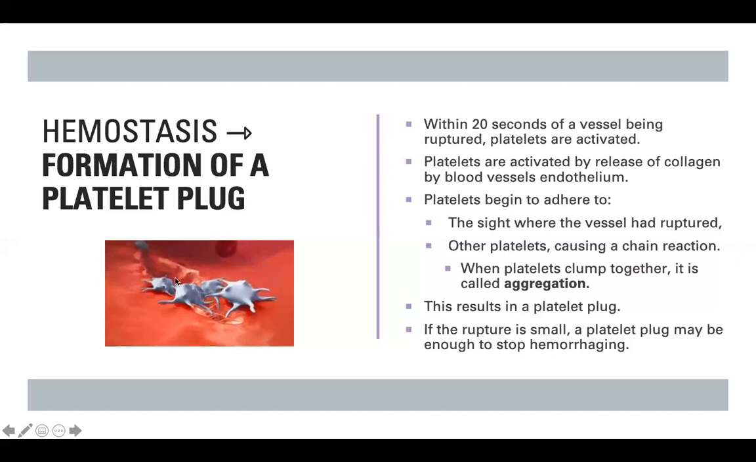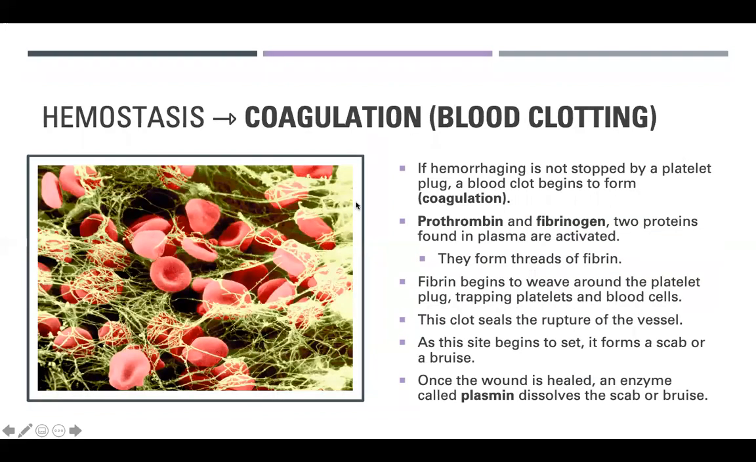And so when a bunch of platelets join at the site of the broken vessel, it's going to form a plug. In a very small rupture, this platelet plug can be enough to stop hemorrhaging. But when it's not, we've got to go one step further, into coagulation, and a blood clot is going to form. So if it's not able to be stopped by only a platelet plug, a blood clot begins to form.